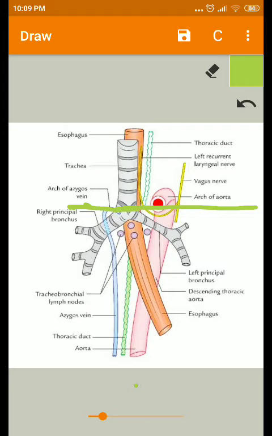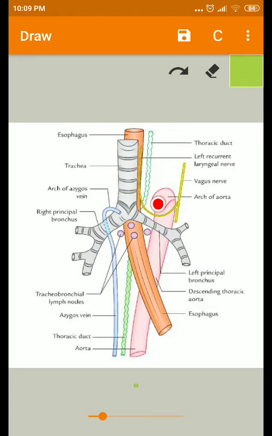But parts of the trachea, the principal bronchi and the azygos vein are present in the middle mediastinum, and the remaining part of the azygos vein and the aorta are present in the posterior mediastinum. Again we will see the contents.